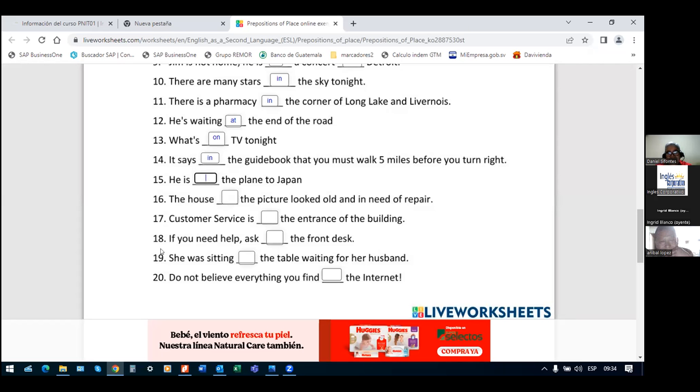Él vuela en avión a Japón. Sí, the plane. In the plane to Japan. Porque va adentro. In. The house. The house. In need of repair.